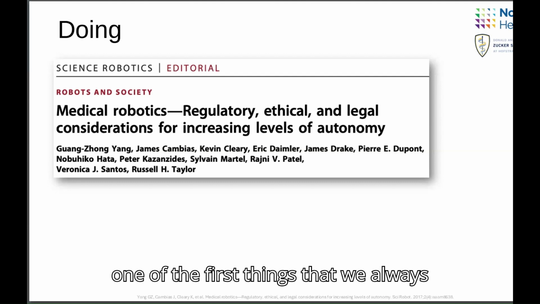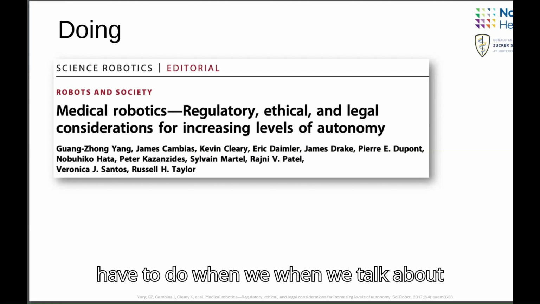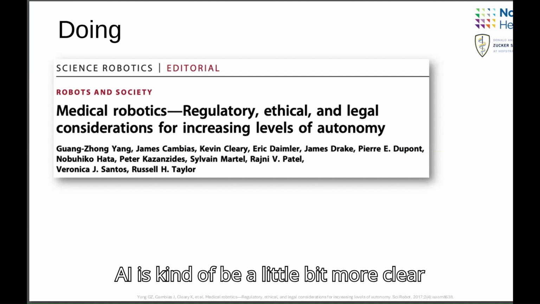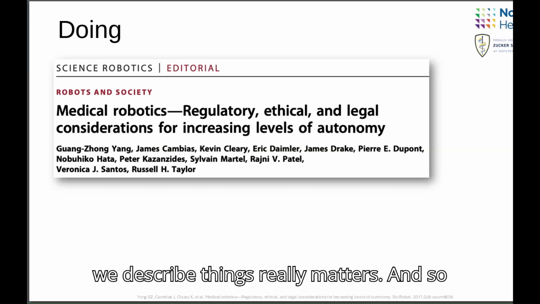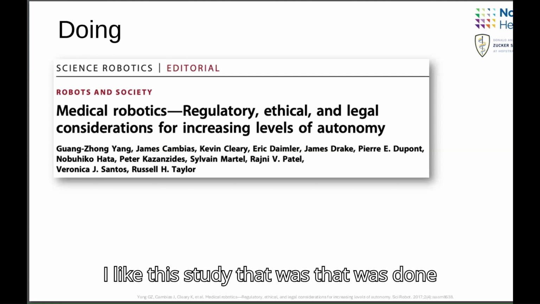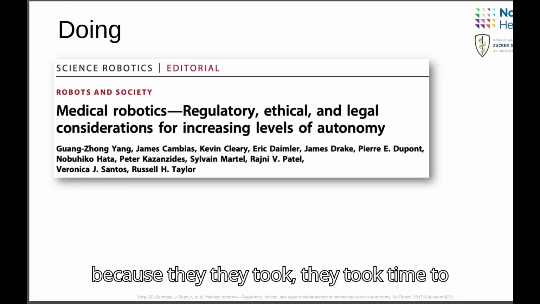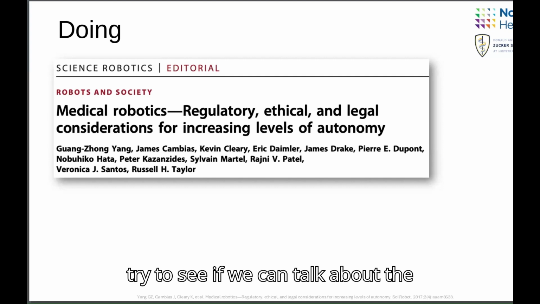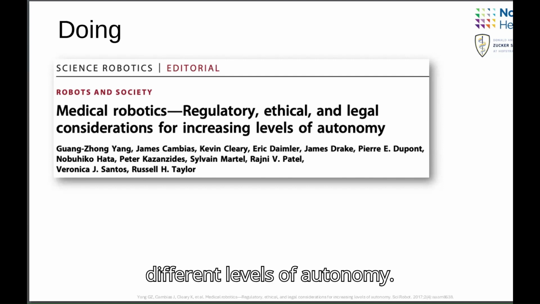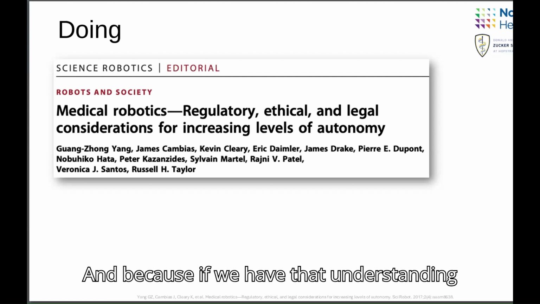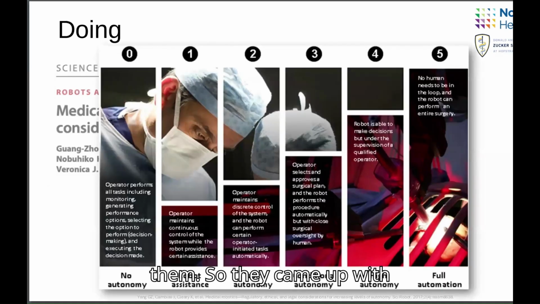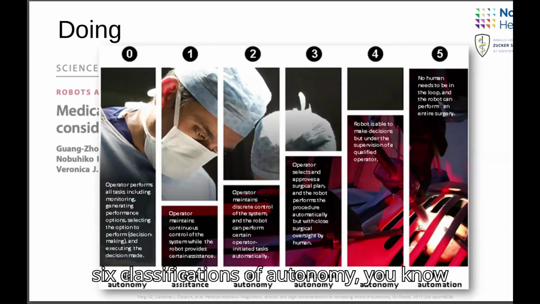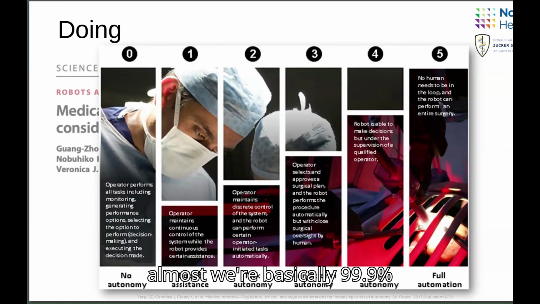But I think one of the first things that we always have to do when we talk about AI is be a little bit more clear in terms of our classification. The language that we use and how we describe things really matters. So I like this study because they took time to talk about the different levels of autonomy. If we have an understanding of what autonomous systems are, then maybe we can work towards them. So they came up with 6 classifications of autonomy. We're basically 99.9% or 99% here.